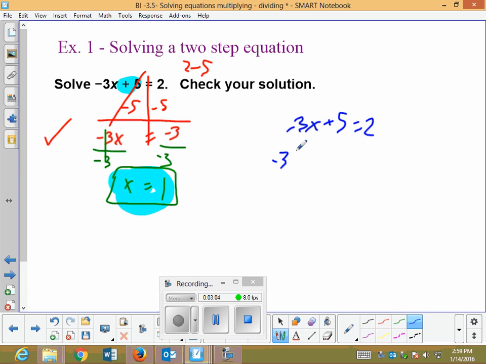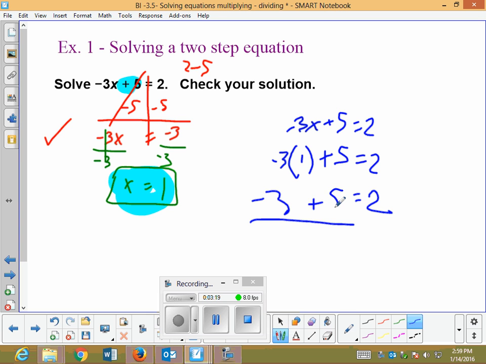-3, x was 1, plus 5 equals 2. Okay, so 2 is on this side. And then this side should also be 2. Let's see if it's 2. -3 times 1 is -3 plus 5. Well, -3 plus 5 is 2. So the answer right here in blue was correct. So that is the correct solution.